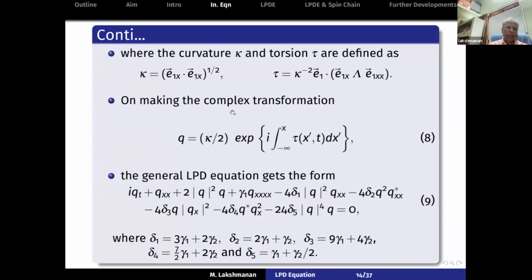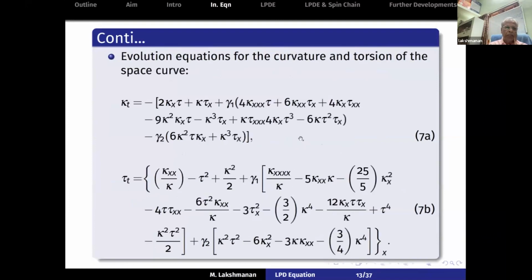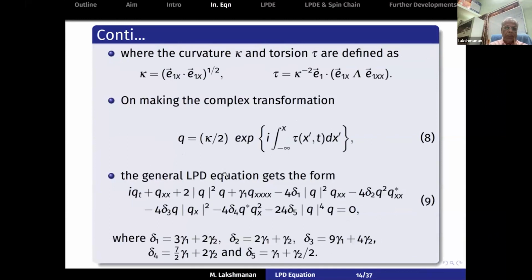However, you can make a complex transformation instead of kappa and tau. You define a new complex variable q equal to kappa by 2 exponential i integral tau dx, through which you can reduce this set of equations for curvature and torsion evolution to a simple equation for the complex quantity q: i q_t plus q_xx plus 2 mod q square q, which is nothing but the nonlinear Schrodinger part, and then this fourth derivative part, which involves these two parameters gamma 1 and gamma 2, which correspond to the lattice parameter and the biquadratic exchange parameter k, which I have written earlier. So you have these parameters coming into the problem, along with gamma 1.